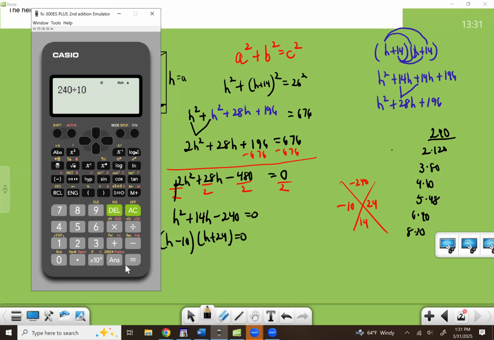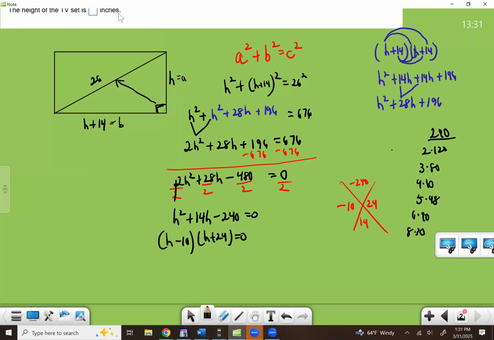I swear this is still faster probably than the quadratic formula. I know some people don't want to do it, but don't be afraid to use it. If you're really bad at your times tables, this method will still work. You'll still run into it. And then you can see, okay, those have a difference of 14. All right. If we set each one of these equal to 0, you're going to get a height of 10 for that one. And if you set this one equal to 0, you're going to get a height of negative 24, which we can't have a height of negative 24 on our television, right? So it looks like the height is going to be 10.